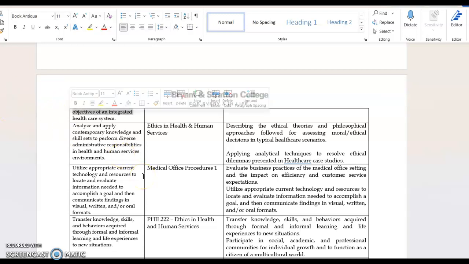Utilize appropriate current technology and resources to locate and evaluate information needed to accomplish a goal and then communicate findings in visual, written, and or oral formats. And that will be the Medical Office Procedures 1. Evaluate business practices of the medical office setting and the impact on efficiency and customer service expectation. Utilizing appropriate current technology and resources to locate and evaluate information needed to accomplish a goal and then communicate findings in visual, written, and oral formats.